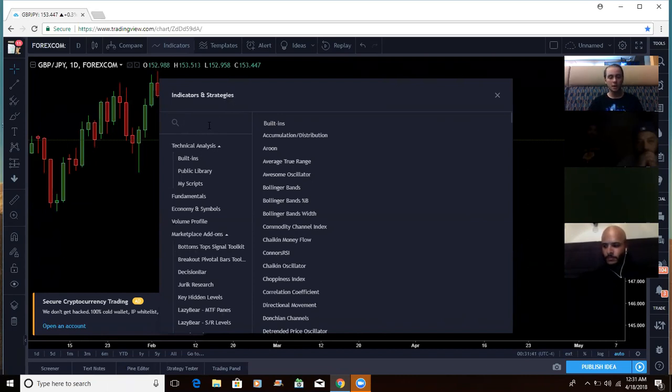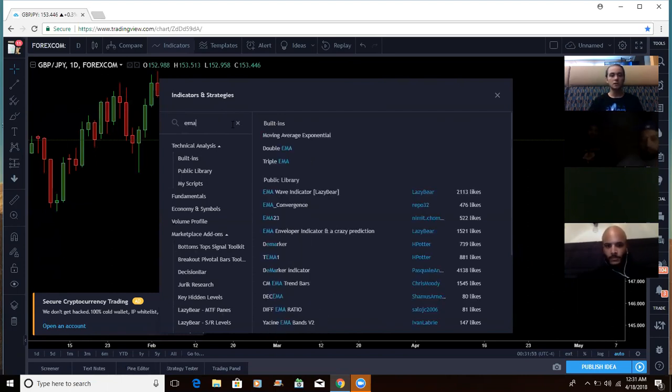Now, when you go here to the indicators that I use, I only really use 2. I'm currently in the process of learning a 3rd one, but it's also part of the same tool. So when you go here to indicators, the first one that I recommend to everyone is EMA. That's known as Moving Average Exponential.